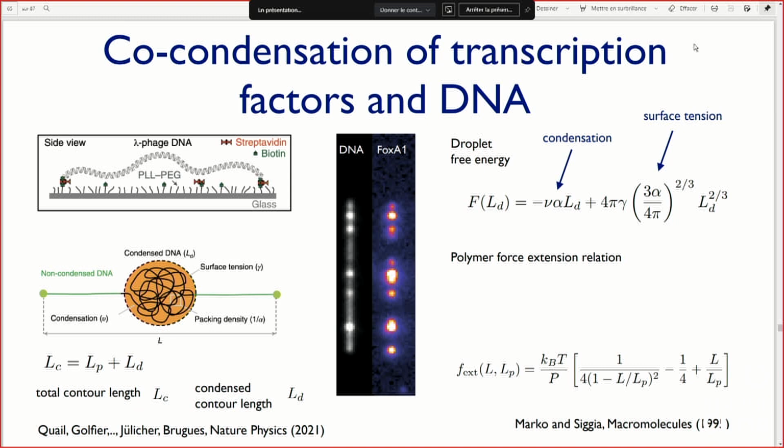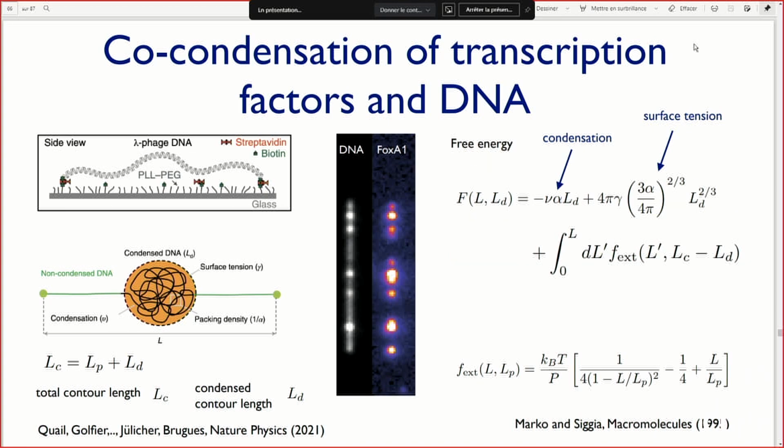And then for strong stretching, it diverges when the contour length becomes the same as the extension. That gives this divergence here. And this equation somehow interpolates correctly between two limits and works very well experimentally. And now, in order to get the free energy, we can integrate this force over length. So the idea is we add to the free energy of the droplet the free energy of the stretched strand outside, and this is calculated by integrating the force over length.